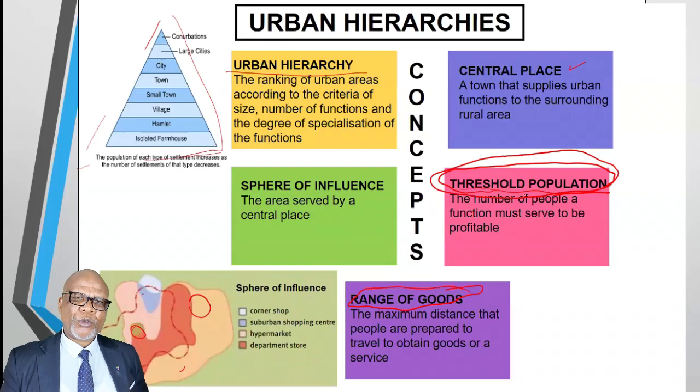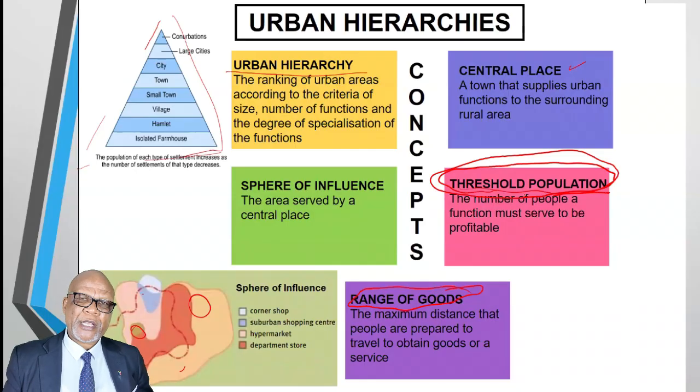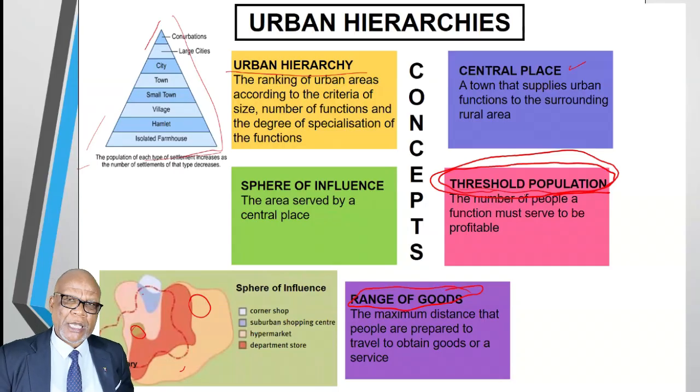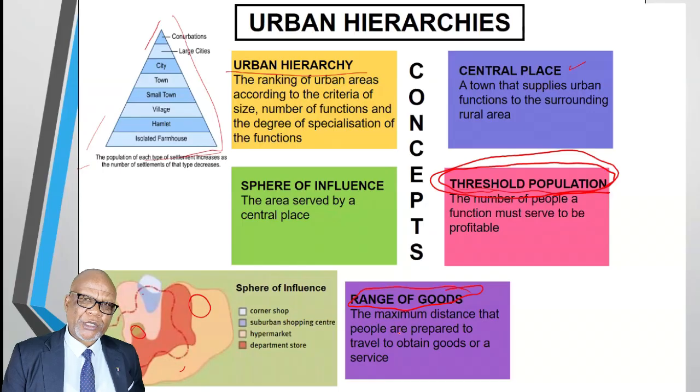What are high order goods? Those are specialized goods. If I want to buy a car, I can travel a longer distance if the car is cheaper at that particular place. But if I want to buy bread, it's going to be expensive to buy it from far away, because I will travel that distance again the following day, as it is a product that is bought frequently. So low order goods have a smaller range than high order goods.